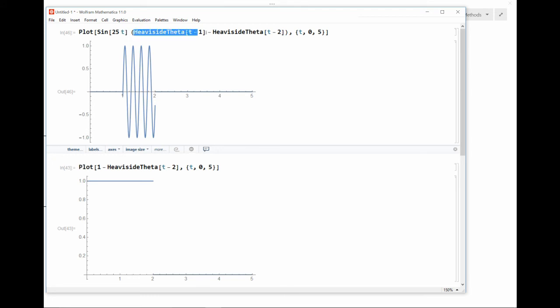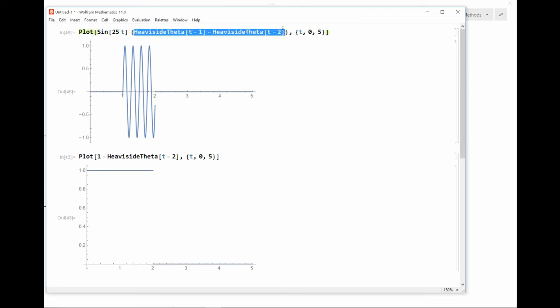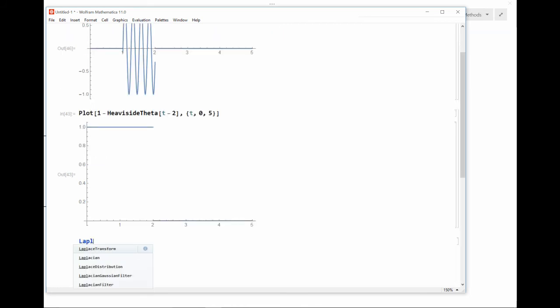So let's take this expression and compute the Laplace transform of it.